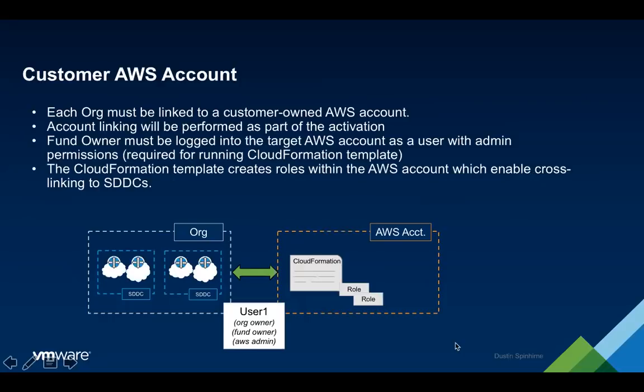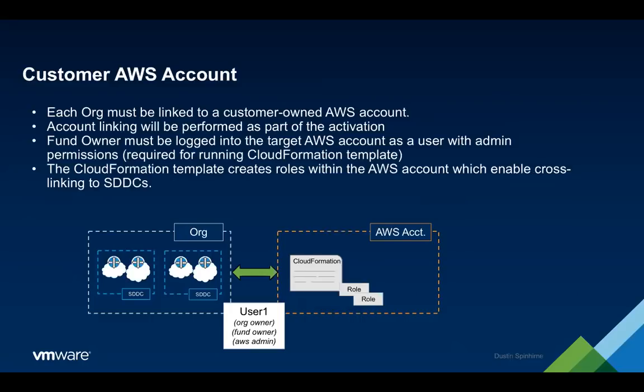The other aspect to talk about is the customer AWS account. One of the value props of the service itself is the fact that we are resident directly within Amazon data centers. And so we have the ability to provide access to Amazon services directly to the SDDCs. In order to do that, we have to do account linking. What that means is all customers will have their own AWS account that is dedicated to them.